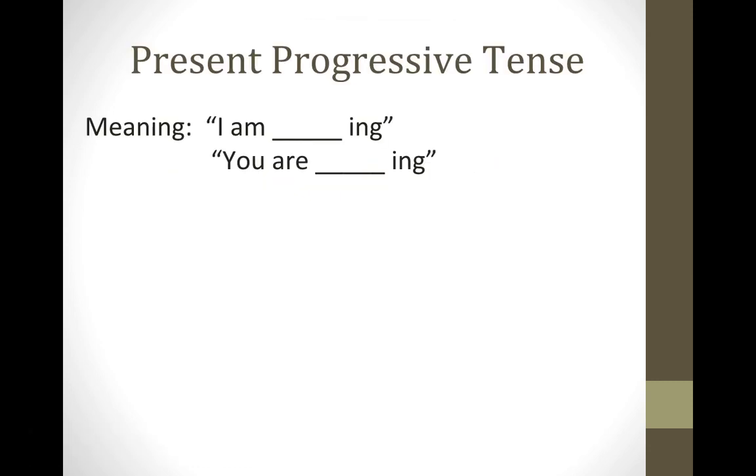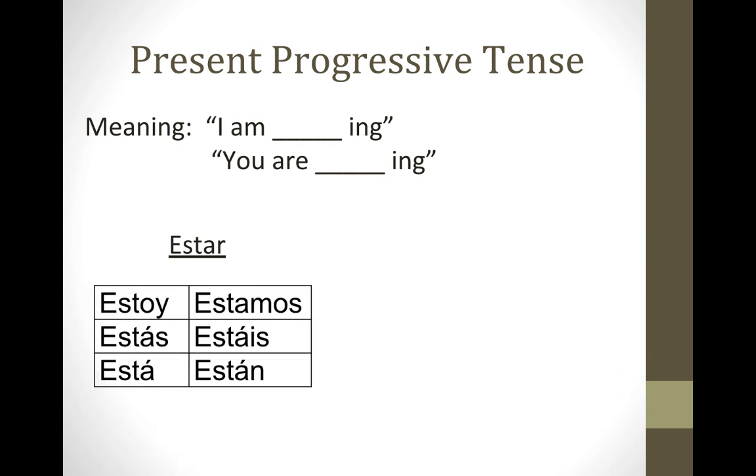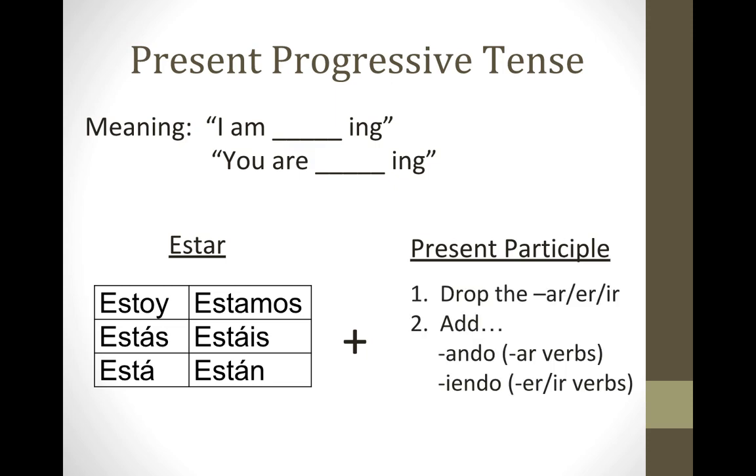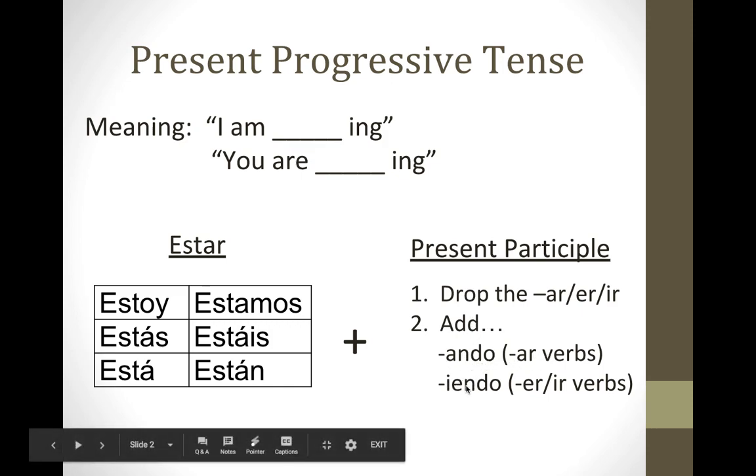Okay, remember, the present progressive tense is the tense we use to say I am walking, you are talking. To form that tense, we use estar in the present tense with a present participle of the verb. Remember that present participle is formed by taking the infinitive, dropping the AR, ER, or IR, and then adding ando to AR verbs or yendo to ER, IR verbs.